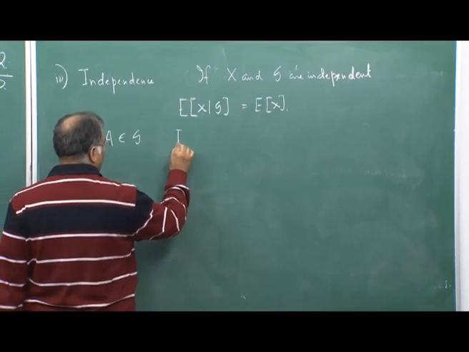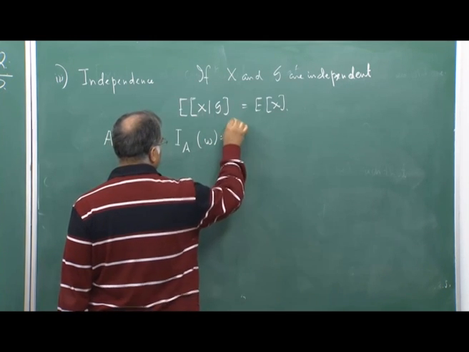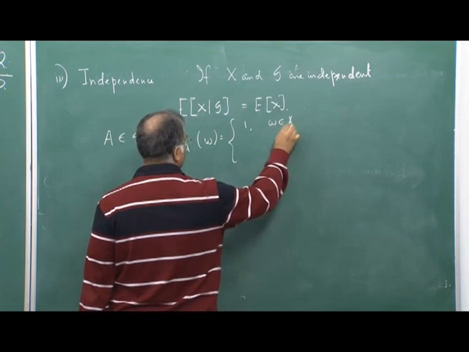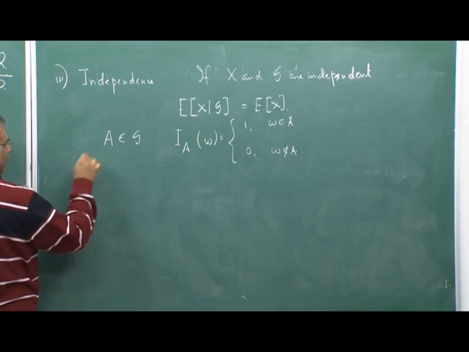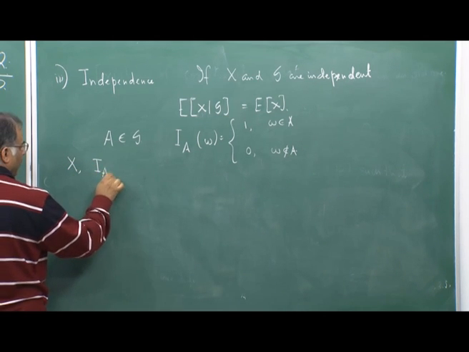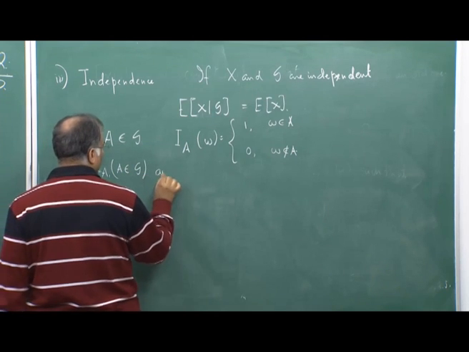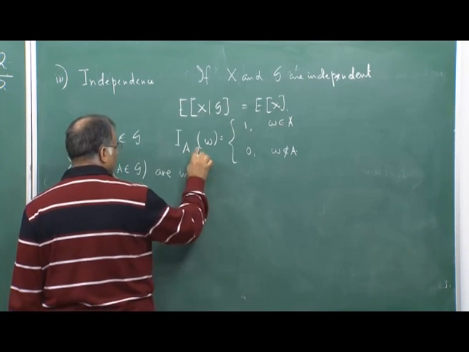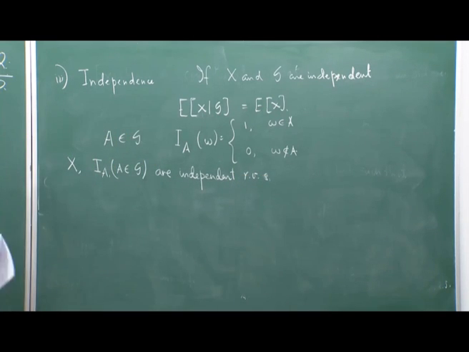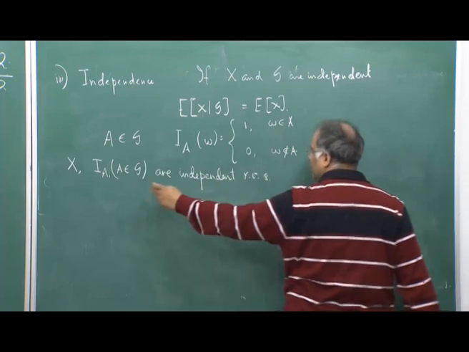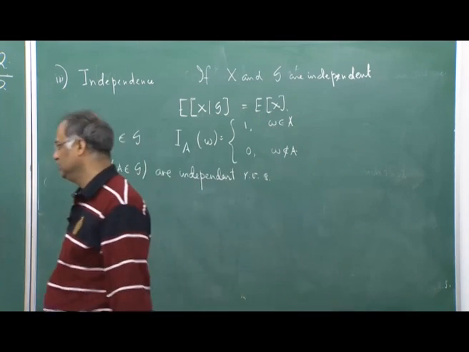So this event A can be identified in terms of a random variable I_A, the indicator function, defined as follows: I_A(omega) is equal to 1 if omega is in A and equal to 0 if omega is not in A. So X and I_A, where A is an element of G, are independent random variables for any A in G. That is the meaning of the fact that X and G are independent. So X really does not depend upon the occurrence of any event in G, and of course this is the case.